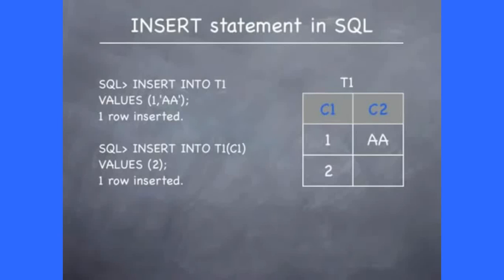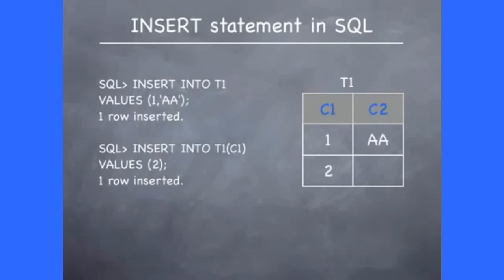This slide is a table called T1. The table has two columns, C1 and C2. C1 is a numeric column and C2 is a character column. There are two examples on the slide showing you how the first two rows of the table are populated using SQL commands.